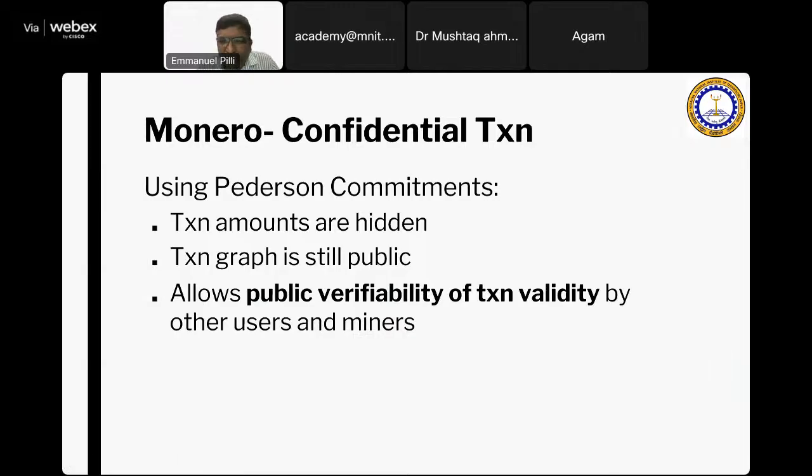So they use what is called a Pedersen commitment, and the transaction amounts are hidden. The transaction graph is still public. Everybody can see all the transactions, but they don't know how much the transaction is. There is a cryptographic code there.